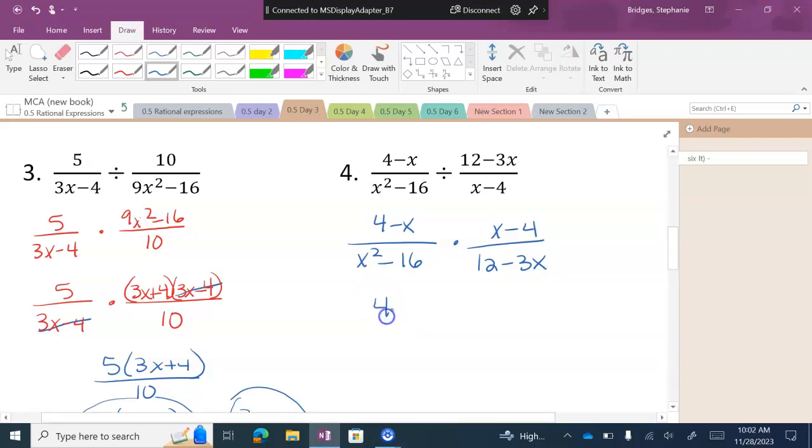So starting with number 4, can that numerator factor at all in the first fraction, 4 minus x? No, so that's going to stay the same. What about that denominator, x squared minus 16? Those are both perfect squares. Okay, square root of x squared is x. Square root of 16 is 4. 1 plus, 1 minus. The numerator of my second fraction, x minus 4, cannot factor. However, that denominator, 12 minus 3x, it can factor because they both have a what in common? A 3. So we're going to pull that 3 out. 12 divided by 3 is 4. 3x divided by 3 is just x.